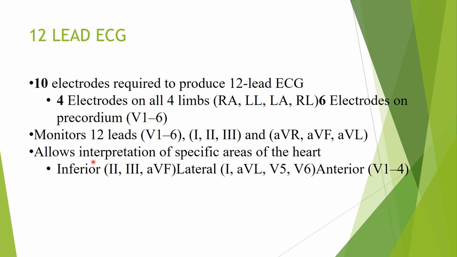And these leads allow the interpretation of specific areas of the heart, which will give an idea regarding the ECG waves of the electrical impulses of those specific areas. For example, leads 2, 3 and AVF give an inferior view of the heart, and leads 1, AVL, V5, V6 give the lateral view of the heart, and leads V1 to V4 give the ECG waves from the anterior portion of the heart.